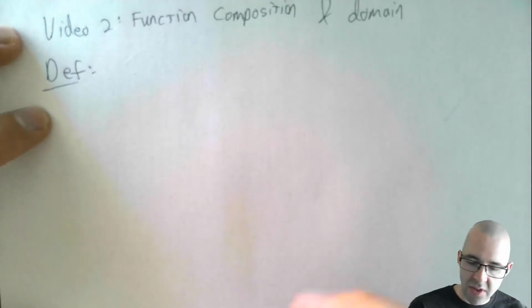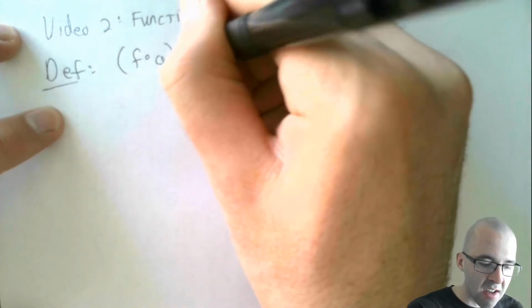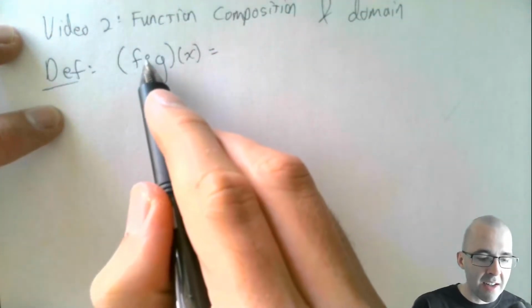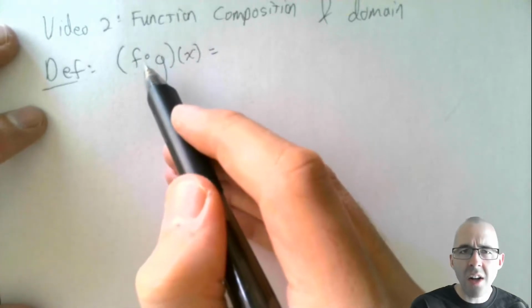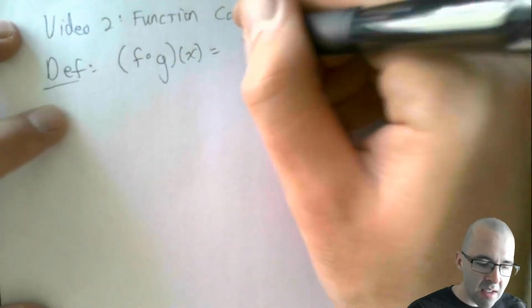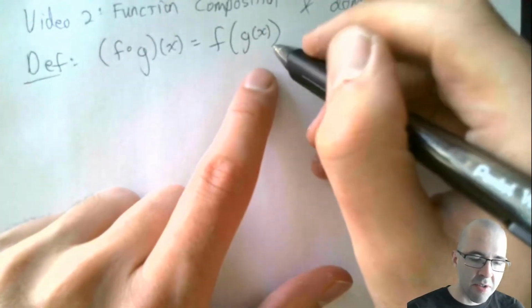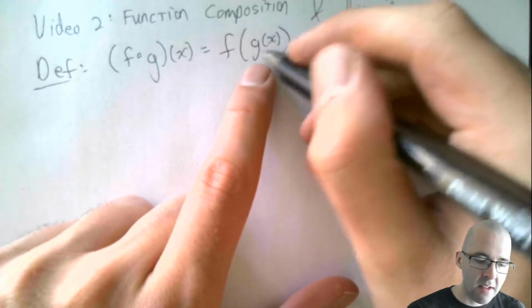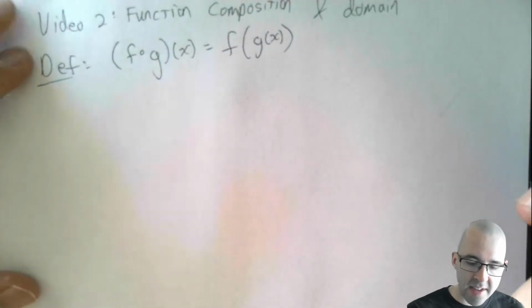The definition of this function composition is (f ∘ g)(x), and that's a tiny little circle. It's not an O. The little open circle, like a hollow multiplication sign, is equal to f of g of x. You just find whatever g of x is and plug that result into the function f. All right. So let's see it in action.